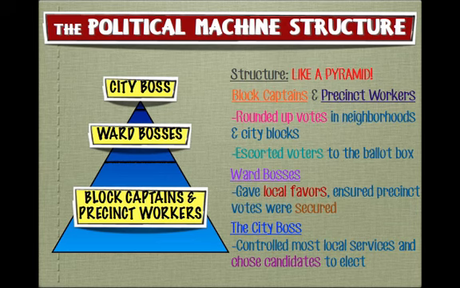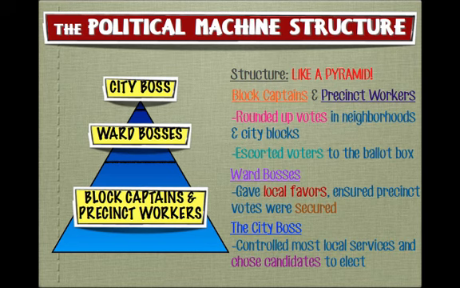This shows the hierarchy of that political machine. It's structured like a pyramid. On the bottom, you have your block captains and precinct workers. They round up votes in the neighborhoods and city blocks, and they escort voters to the ballot box. They have the connection to the people. They go out, round everybody up, make the offers, possibly intimidate people, and then they report to the ward bosses. The ward bosses give out local favors and ensure precinct votes are secured, so they control certain areas. Beneath them are the block captains and the precinct workers, and at the very top is the city boss.